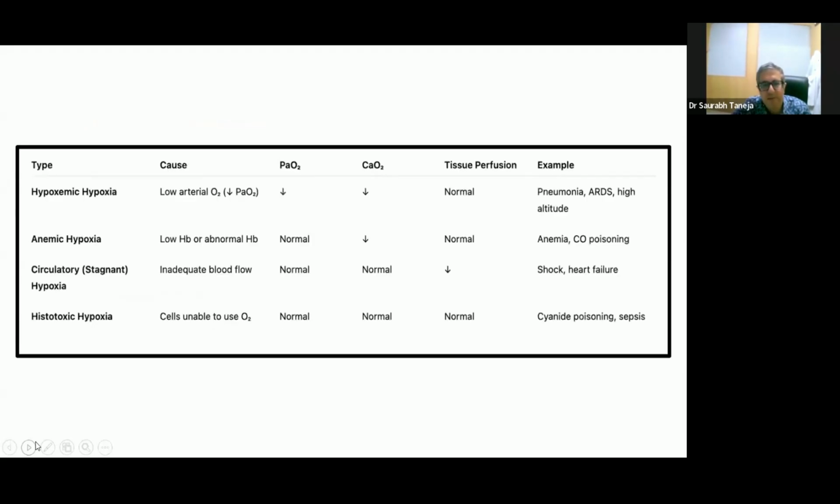So this is a table which tells you the 4 types of hypoxia, the major causes, and how you will distinguish them. In hypoxemic hypoxia, although the perfusion is normal, we have low arterial oxygen and thereby low oxygen content, and the most common cause is pneumonia or ARDS. In anemic hypoxia, there is low hemoglobin. In circulatory hypoxia, there is shock or circulatory failure. In histotoxic hypoxia, we have cyanide poisoning, in which although the perfusion and the content are normal, the cells are unable to use the oxygen.